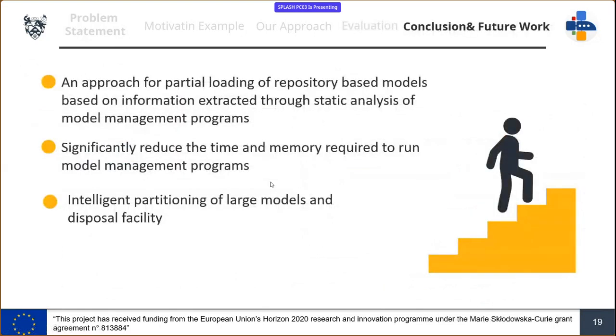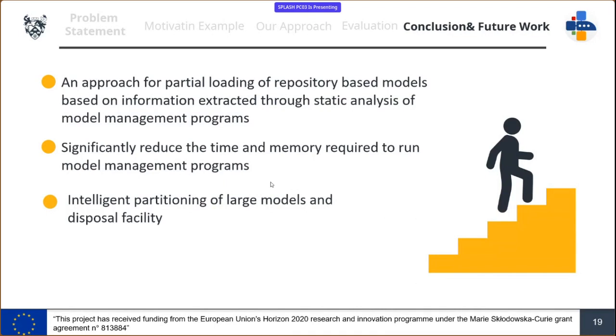So as a conclusion, I presented the approach to loading the model partially from a repository-based model, specifically a Neo4j database. And as you see in the evaluation, we saw that the time and memory consumption reduced. But the interesting idea for the future work is, okay, we say let's load the information that is necessary in one go, but maybe it happens that the memory is not even enough to accommodate the necessary part of the model. Then what will happen?